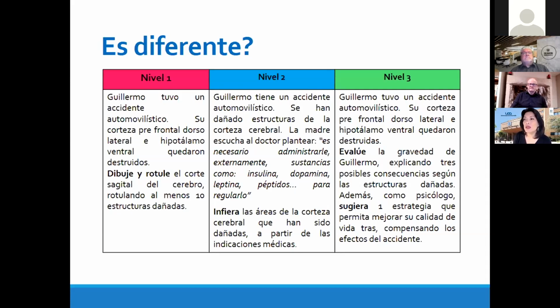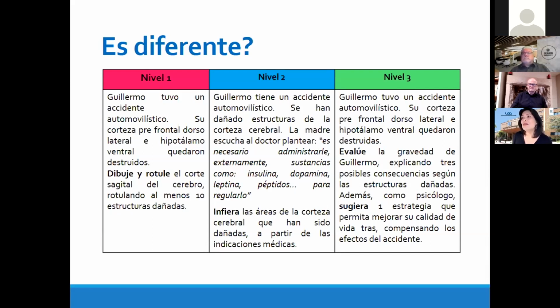dañado estructuras de la corteza cerebral. La madre escucha al doctor plantear: es necesario administrarle externamente sustancias como insulina, dopamina, leptina, péptidos para regularlo. Infiera las áreas de la corteza cerebral que han sido dañadas a partir de las indicaciones médicas. Entonces ahí obviamente hay información en el caso que se requiere analizar para tomar decisiones.